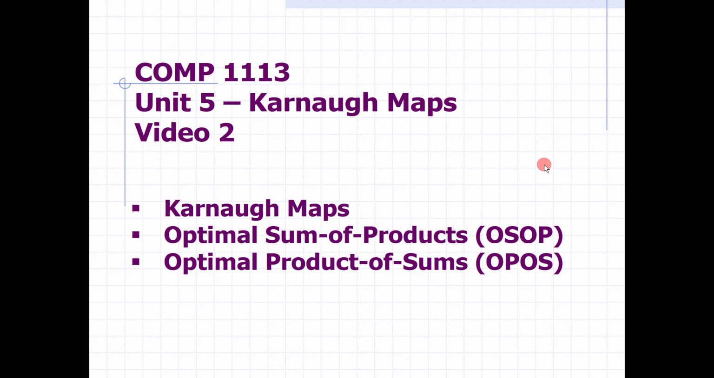Today we're talking about Karnaugh maps. This is our method for optimizing Boolean expressions. So we'll construct optimal sum of products form and the optimal product of sums form. Let's get right to it.